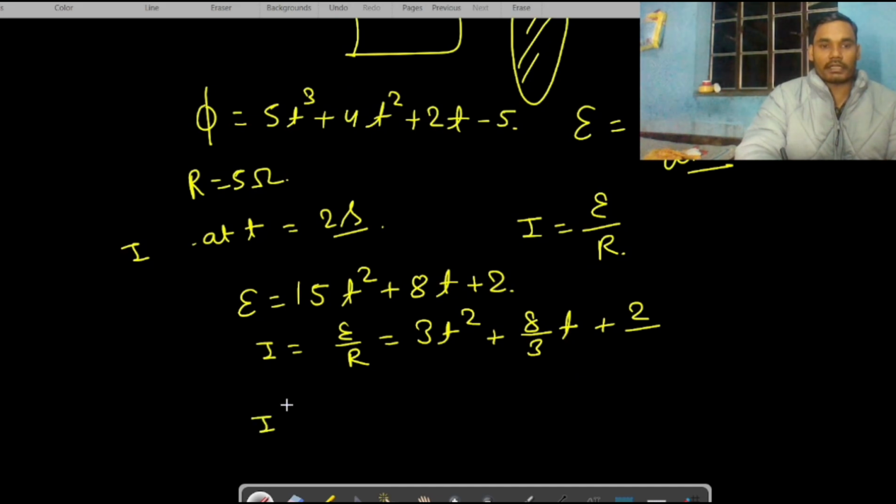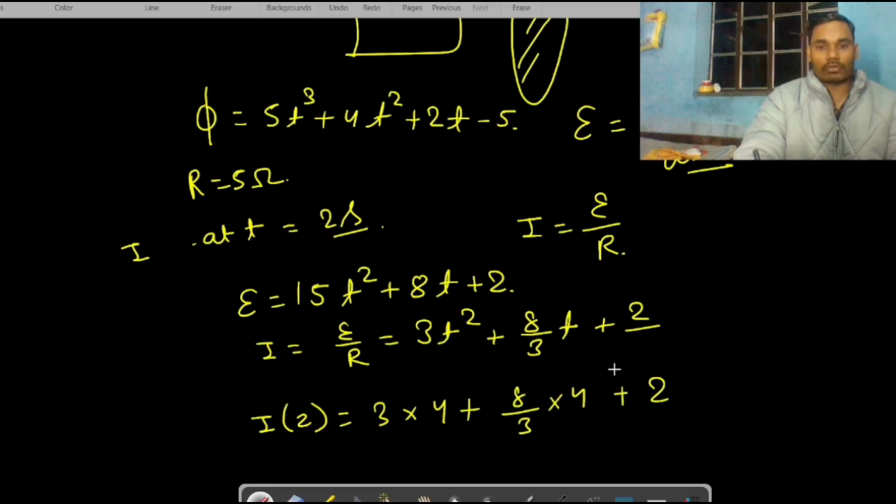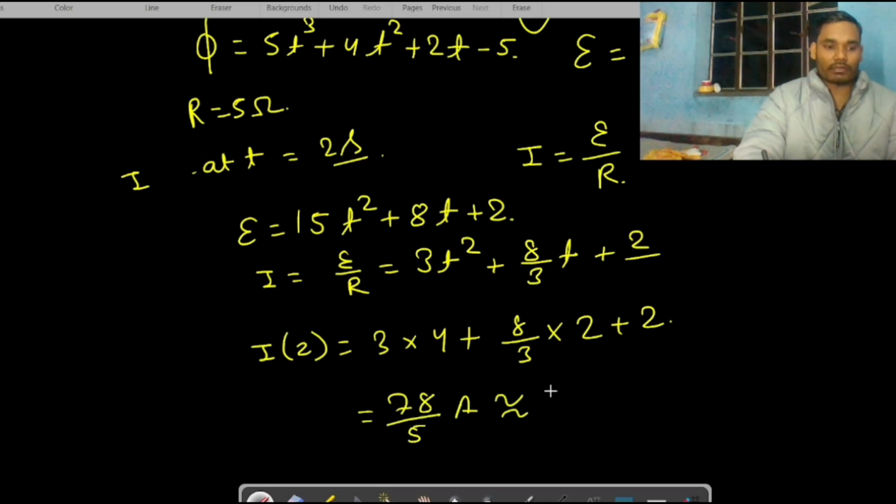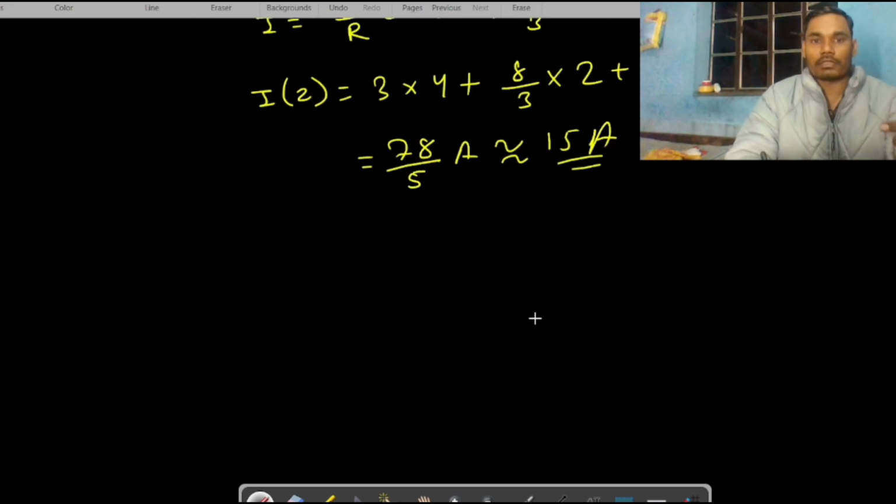Now the current at 2 seconds. So 3 into the square of 2, which is 4, plus 8 upon 5 into 2, then plus 2. When you do this calculation, you will get 78 upon 5 ampere, which is approximately 15 ampere. Now take the next question, from NEET.